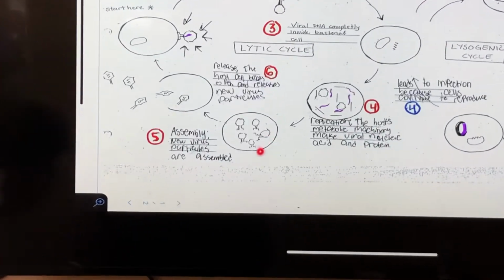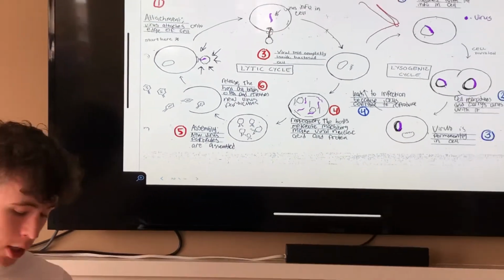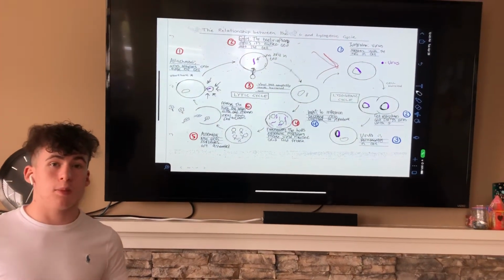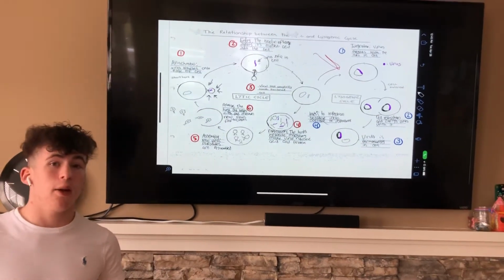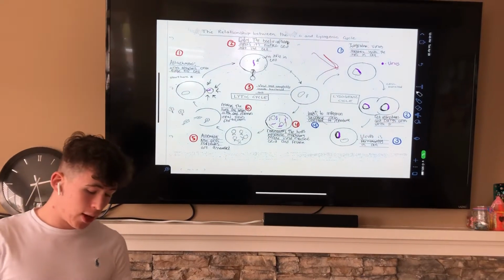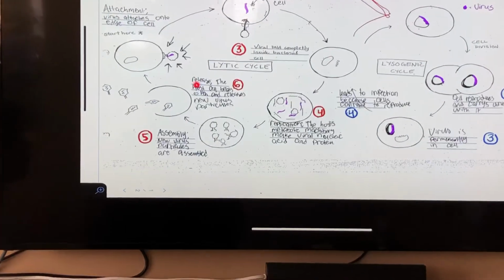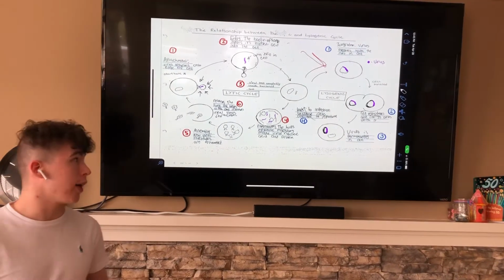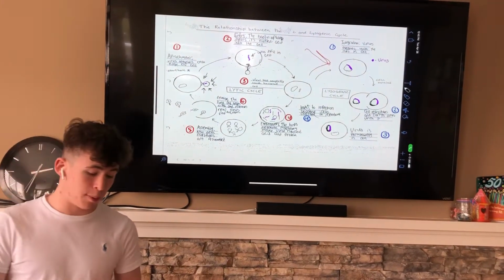Step 5 is the assembly phase, as you can see by my not so great drawings here of our viruses. This is the phase where they remake the virus. Finally, stage 6, they release. They all get let out of the cell and go to find a new cell to latch onto to repeat at step 1.